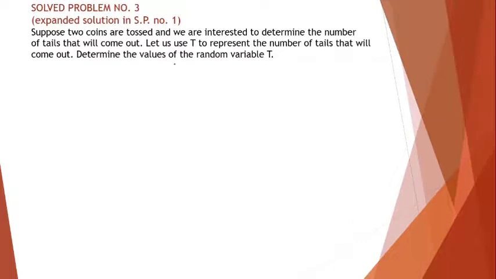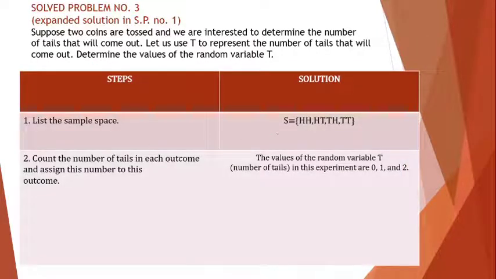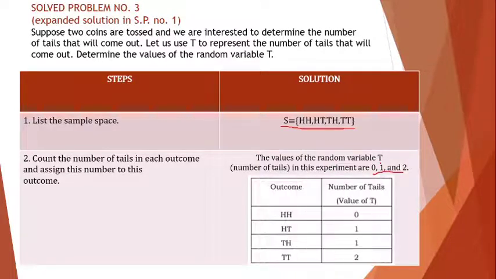Now, I hope you remember our outcomes earlier for the 2 coins. First, we listed the sample space. Then count the number of tails in each outcome and assign this number to the outcome. The values of the random variable t, the number of tails in this experiment, are 0, 1, and 2. Of course we are not counting repeats. Now, remember how many resulted in 0, how many in 1, how many in 2.